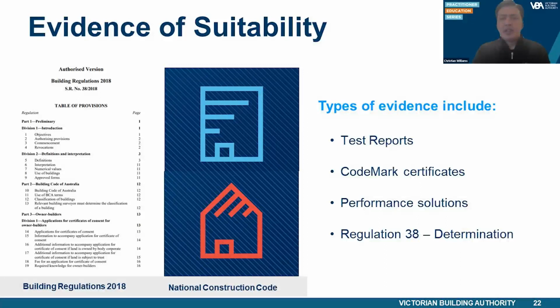For every building permit application, evidence of suitability will be required to be submitted to the RBS to support the use of a particular design, material, product, etc. The requirements for the type of evidence that can be submitted for a building permit come under the Building Regulations 2018 and Part A5.2 of the NCC.